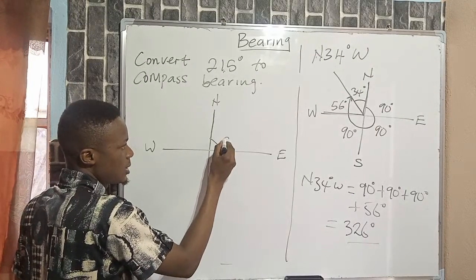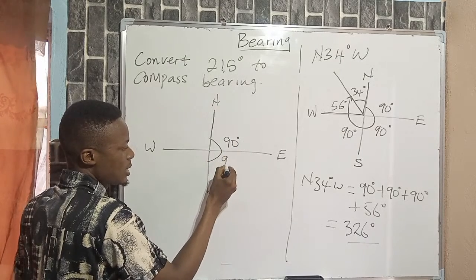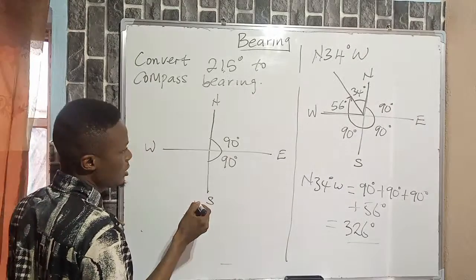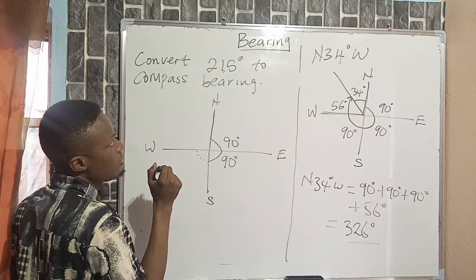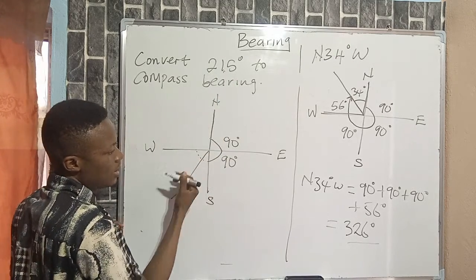From here to here is 90. Every quadrant is 90. From here to here is another 90, and 90 plus 90 will give us 180 degrees. Not yet complete. And if I venture to touch this particular line, it is 270, which is more than 215. Therefore, the angle should be somewhere here.